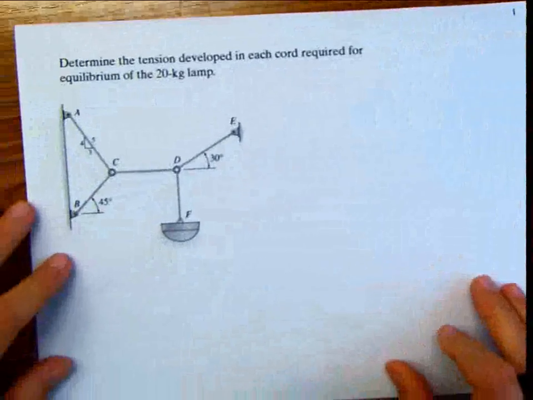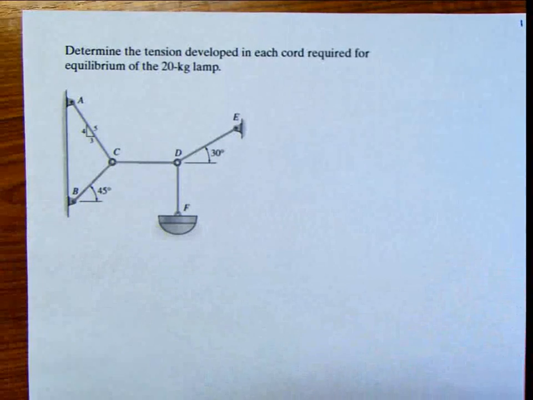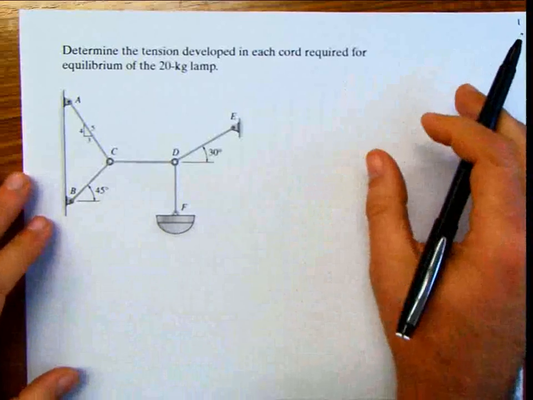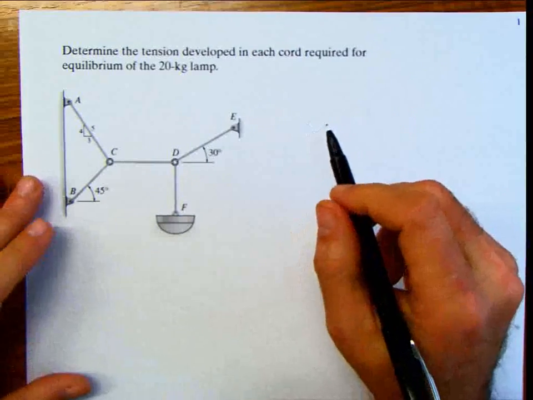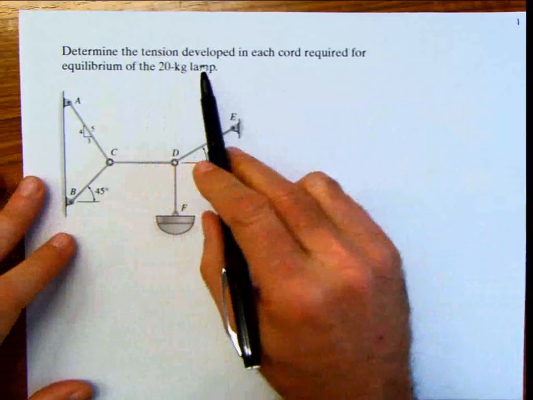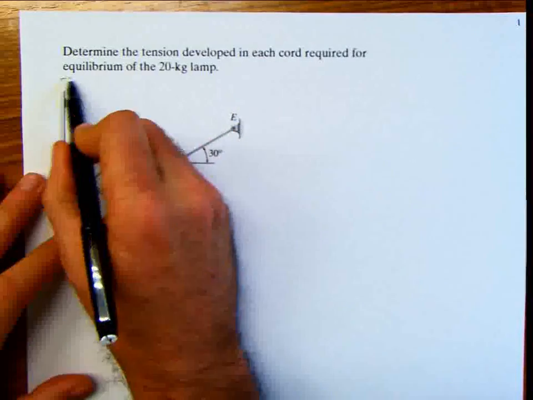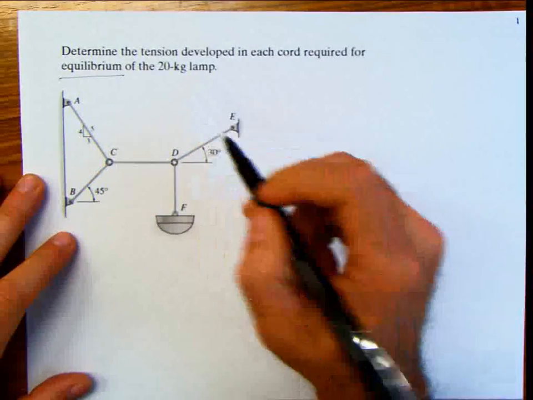Now the second problem that I'm going to solve is linked to chapter 3. Now chapter 3, we have this problem here. Remember, chapter 3 starts dealing with equilibrium in 2D, particle equilibrium in 2D. It says determine the tension developed in each cord required for equilibrium. This is the key word here. Equilibrium of the 20 kilogram lamp.